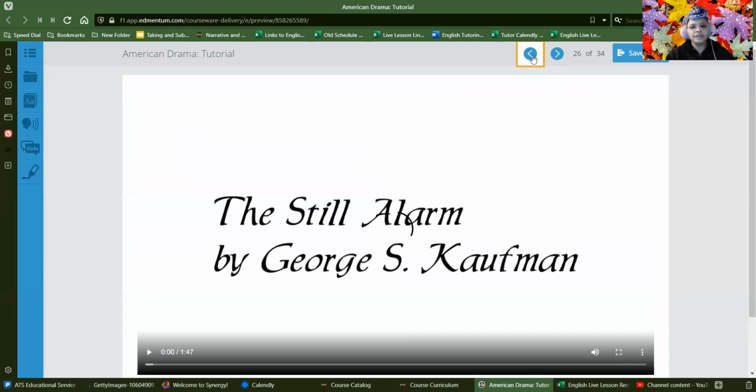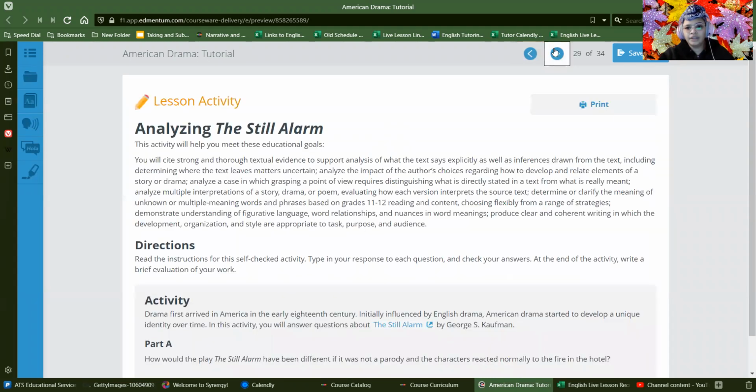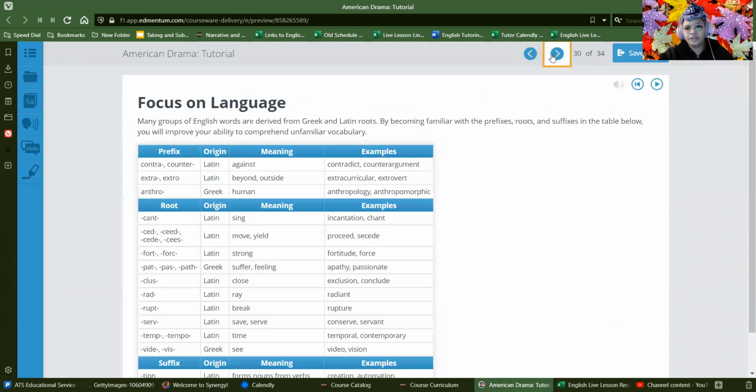On this slide 26, you get a dramatic reading of The Still Alarm. So they pretty much give you a section of the play that's read with some images so that you can sort of hear how it's going on.